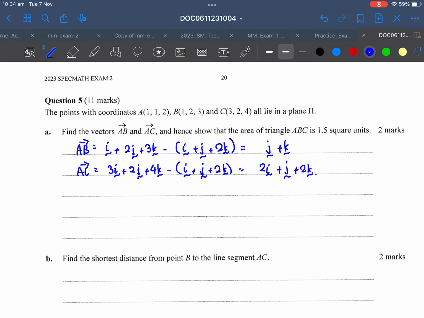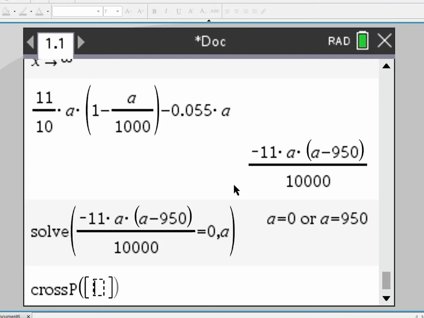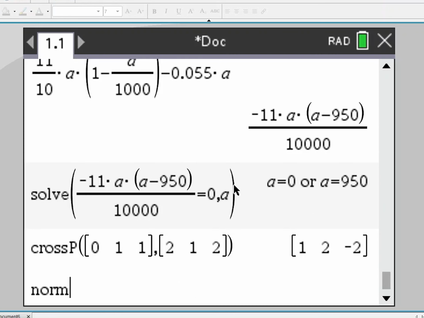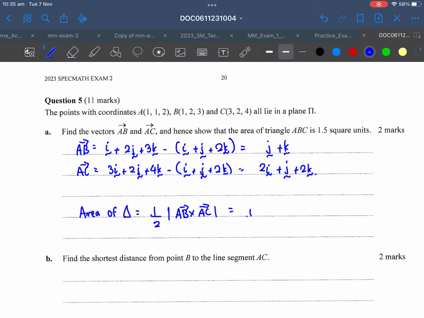And I think the area of the triangle would just be half times the magnitude of the cross product of these two vectors. So let us find the cross product of these two vectors and of course their magnitude. So the cross product of (0, 1, 1), which is AB, and the second vector (2, 1, 2), which is AC. And let's find the magnitude of that. So that will be 3, and half of 3 is indeed 1.5 square units.